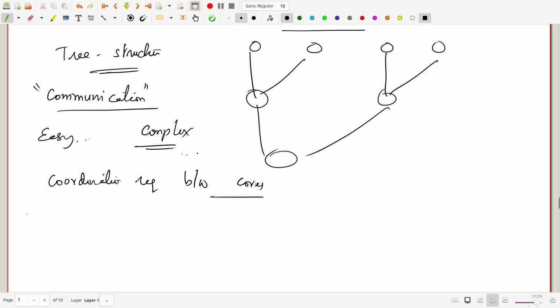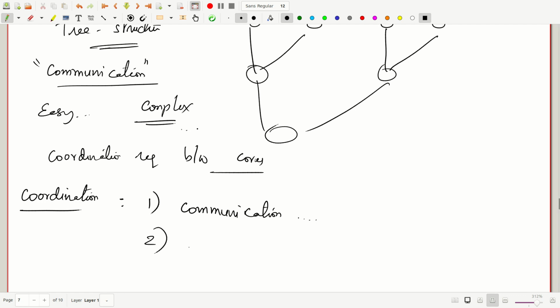Okay, so coming to the coordination, we can talk about three ways of coordination. The first one is, of course, communication, which is one coordination that is required between the cores. So essentially they have to communicate their own partial sums to the master core so that the global sum can be found. Okay, the other coordination is known as load balancing.